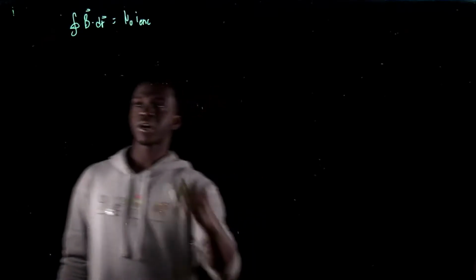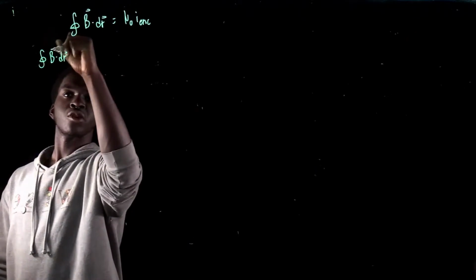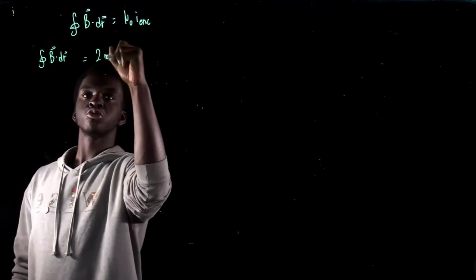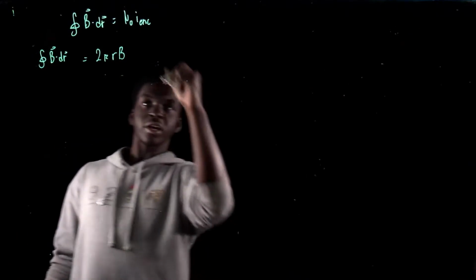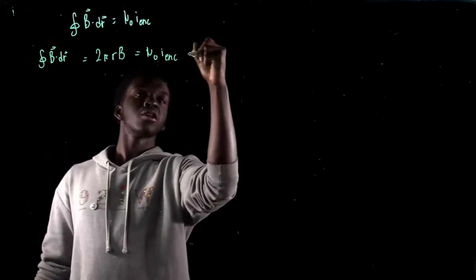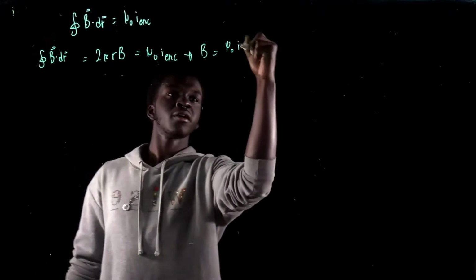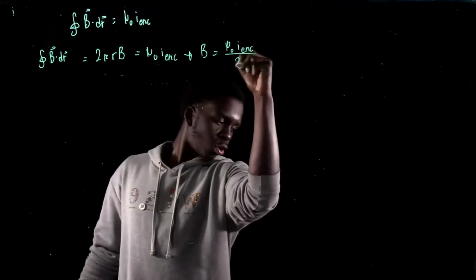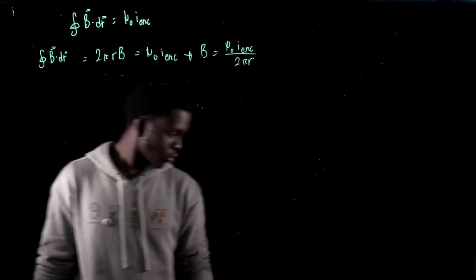So let's start off by solving it. B dot dr is equal to 2 pi r B, because it is a circle, and that is equal to mu naught I enclosed. So in short, B is equal to mu naught I enclosed over 2 pi r. So we have two sections for this.